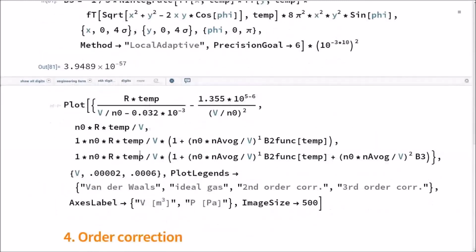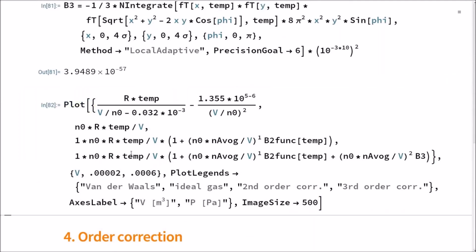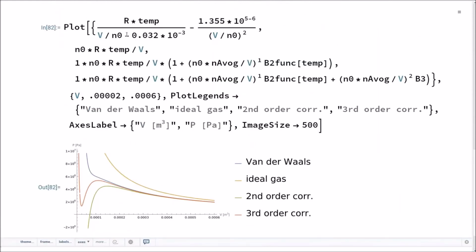So we put this in our plot here. So here we have again the van der Waals result. So this is the first plot. This is the blue line again, and then the ideal gas is always the second. So this is this here, and this is the second correction. So B2 funct, this was from before. This is the green, and now we have the third order correction.